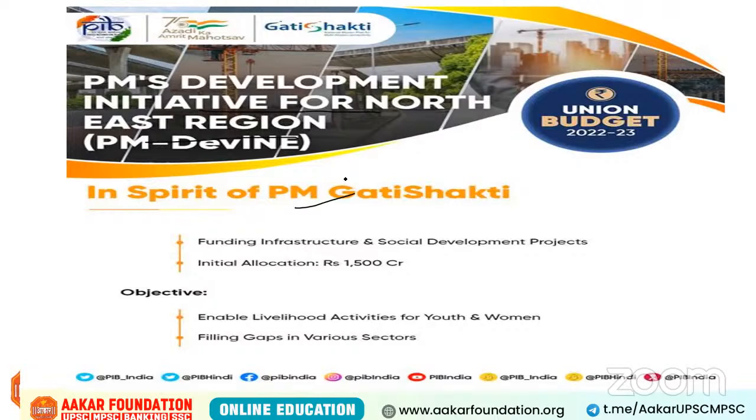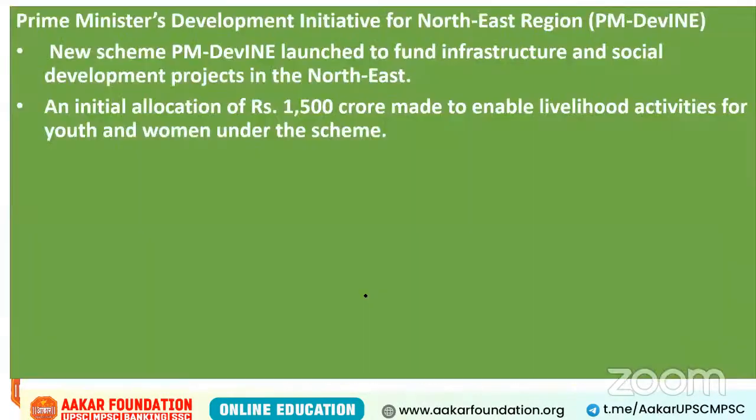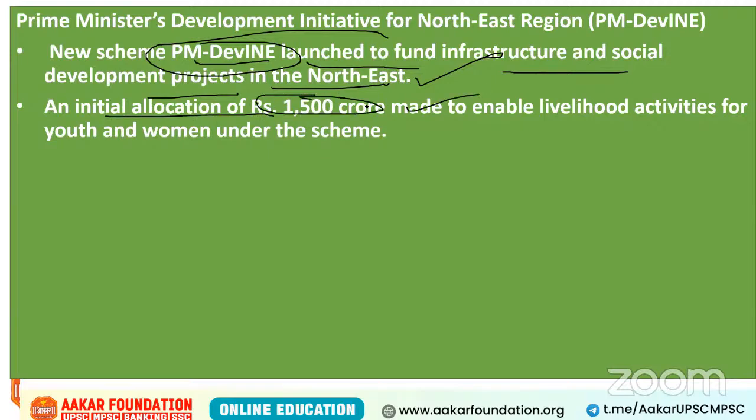You can see here the PM's development initiative for the Northeast region. As I said, inclusive development contains this, with importance given to the Northeast region also. So in that context, funding for infrastructure and social development projects for the Northeast, for which 1,500 crores of allocation will be there. Then livelihood activities for youth, filling gaps in various sectors. So here you can see the new scheme PM Development in Northeast, launched to fund infrastructure and social development projects in the Northeast. This is a very important scheme. An initial allocation of 1,500 crore will be there for that.